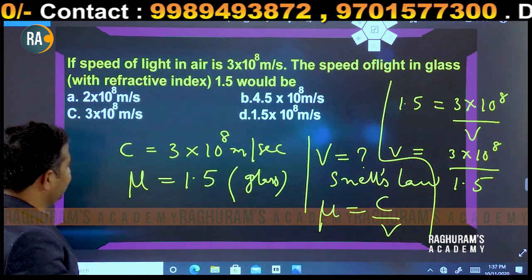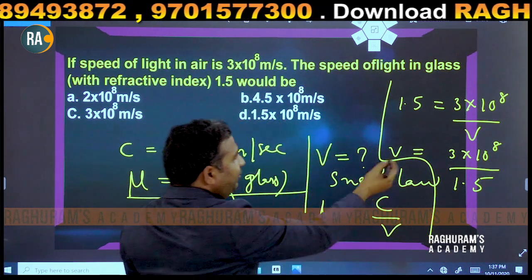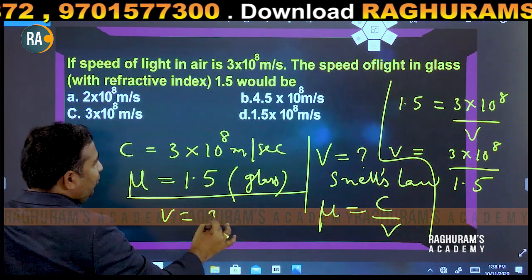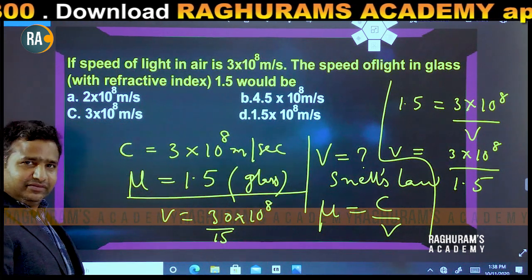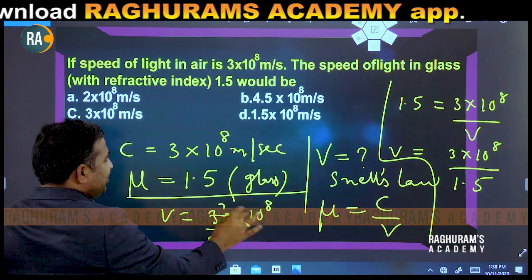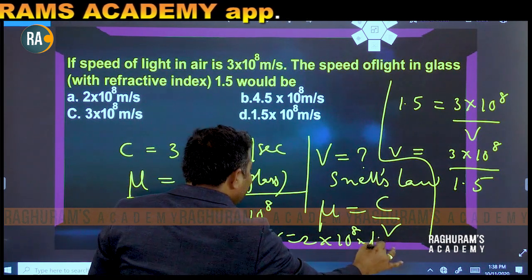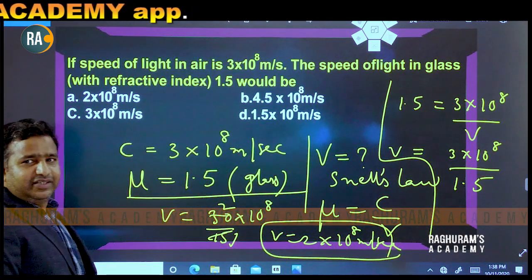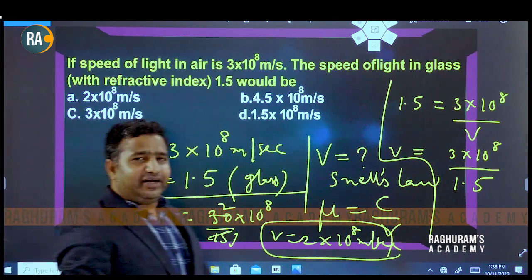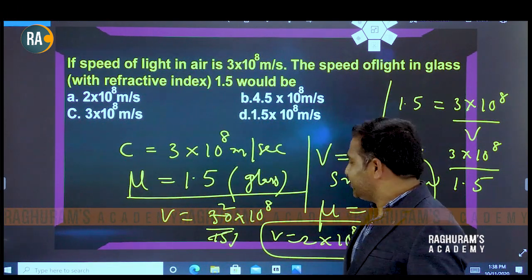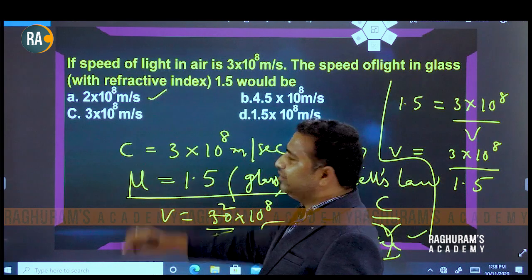Just one thing I am explaining here. If you calculate this, can we write V is equal to 30 by 15 into 10 to the power of 8? Right. 15 ones are 15, 15 twos are 30. That means you will get V is equal to 2 into 10 to the power of 8 meter per second. This is the answer, the speed of light in glass. Observe the options here. Option A is 2 into 10 to the power of 8 meter per second. Here we get 2 into 10 to the power of 8 meter per second. That's why option A is the correct answer.